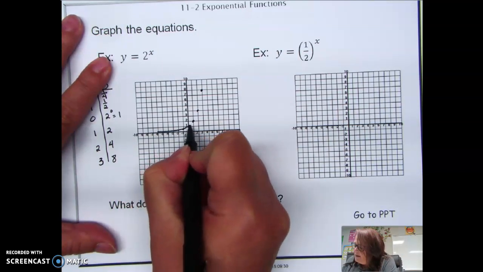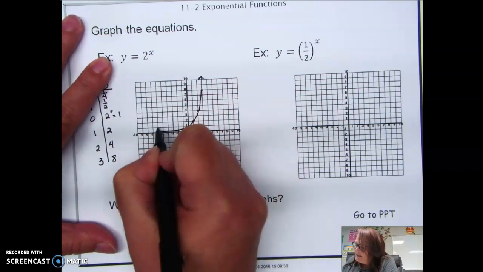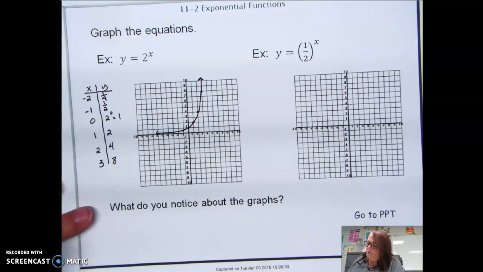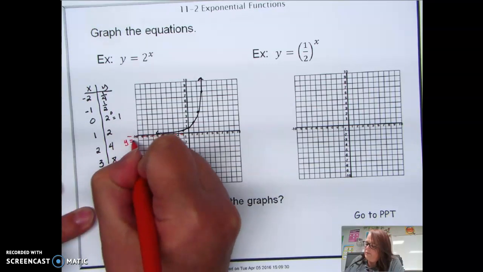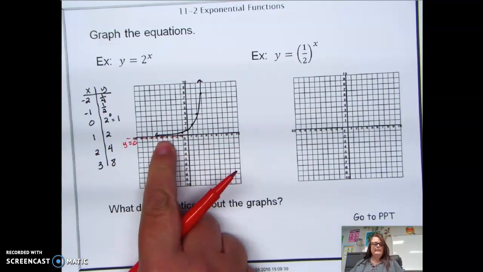So what we think of this negative x-axis is like a horizontal asymptote. So at y equals 0, we have an asymptote leading in the negative direction.